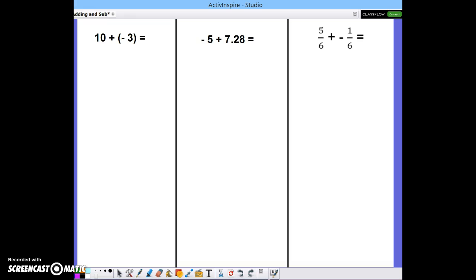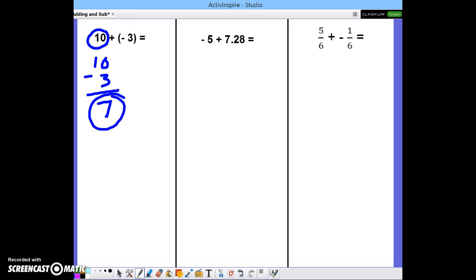So our first example we have is 10 plus a negative 3. So we're going to do this one mathematically. I'm adding different signs. So we subtract, and I get 7. I started with more positives, the answer is positive 7.